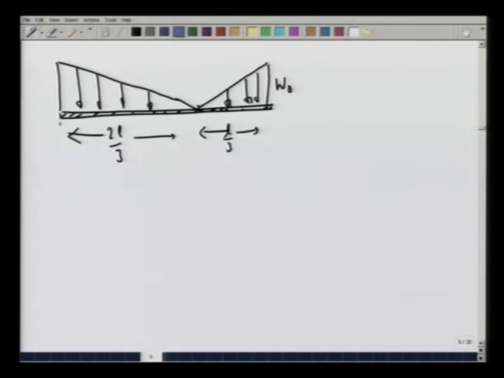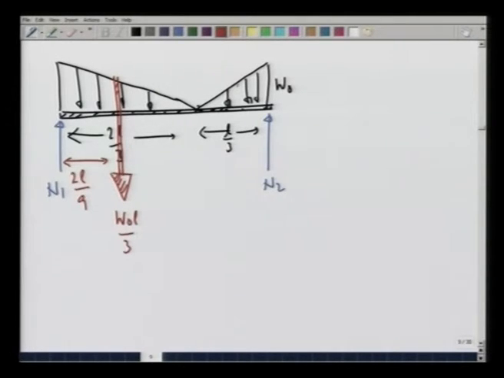Then we said the reactions at these points are going to be N 1 and N 2, and the two triangles will be replaced by one force acting downwards, which is W naught L by 3 acting at a distance of 2 L by 9, and the other force acting here, whose magnitude is given by W naught L by 6, and it is acting at a distance of 8 L by 9.